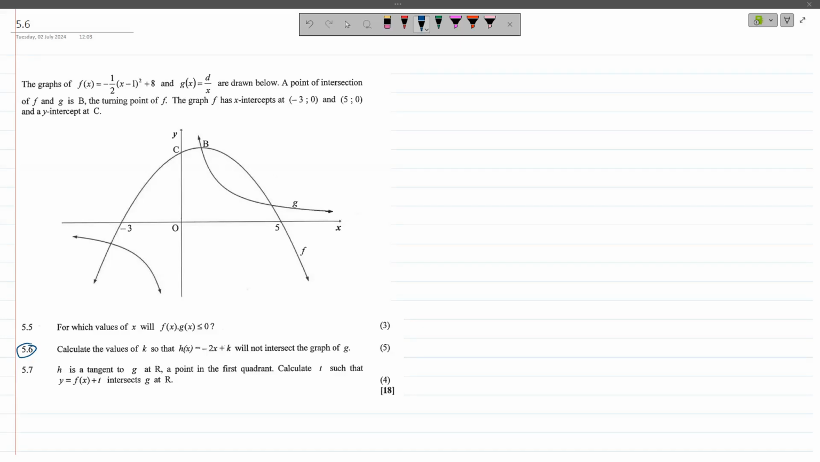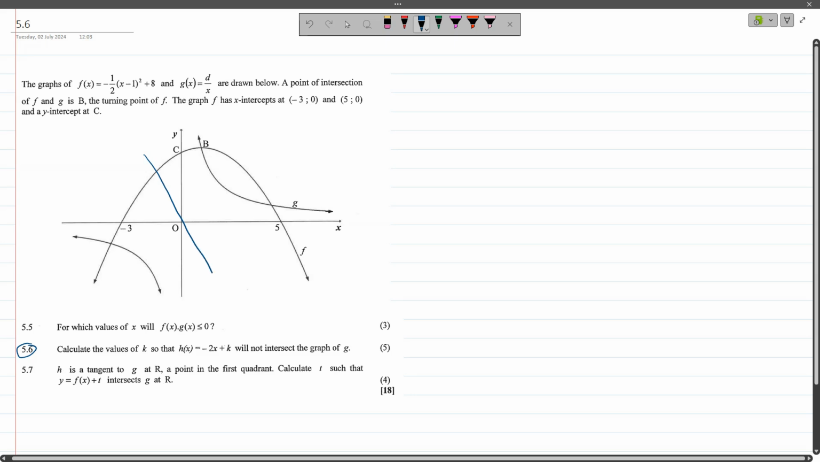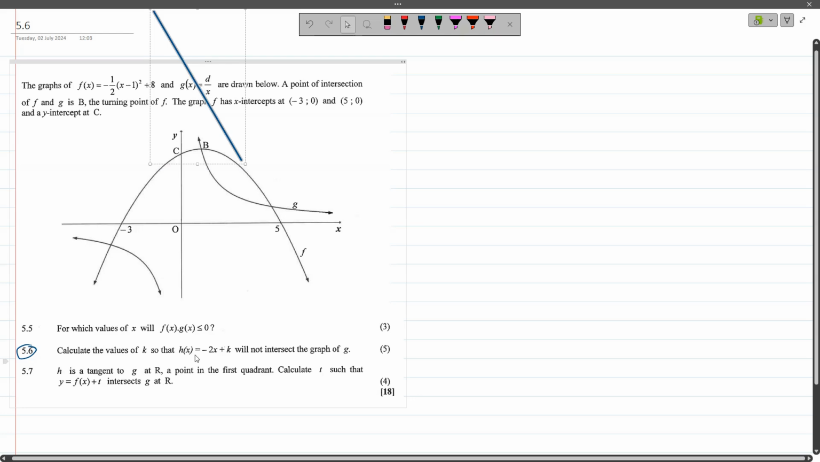Calculate the values of k so that h of x is equal to minus 2x plus k will not intersect the graph of g. So we are drawing some arbitrary function, minus 2x, an arbitrary straight line like that. And we want to know how high should we lift this function up, or how low should it be, such that it is no longer intersecting with the graph of g, which is our hyperbola.